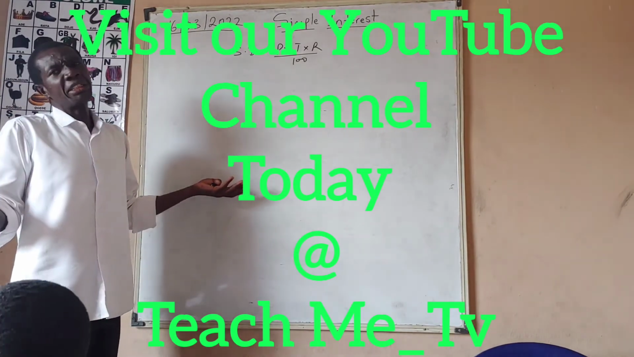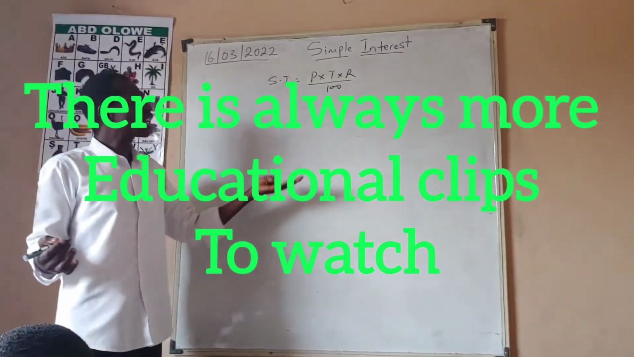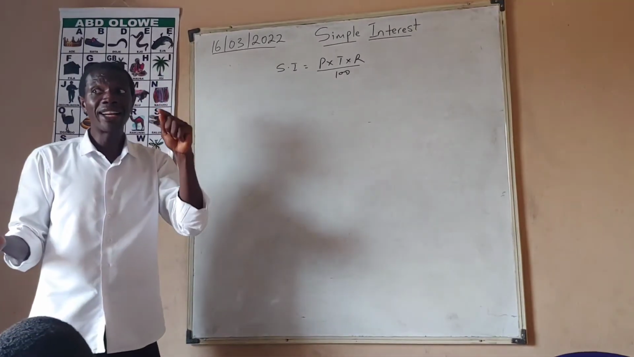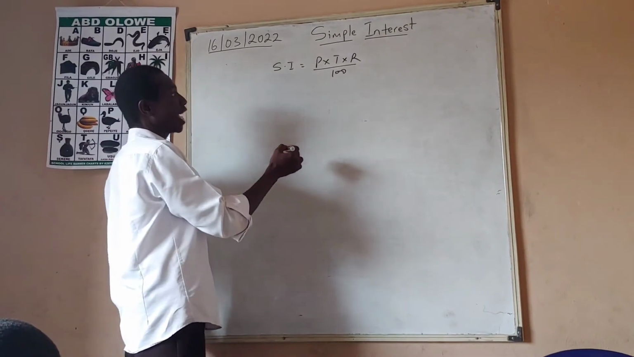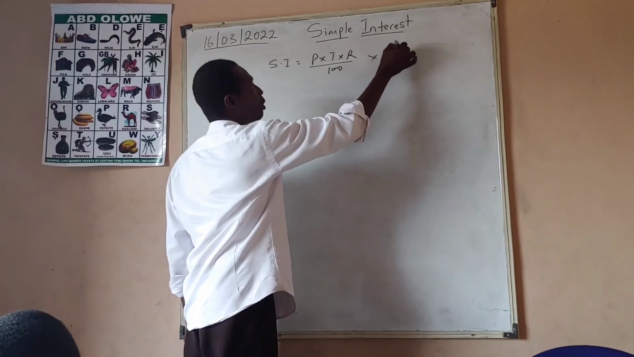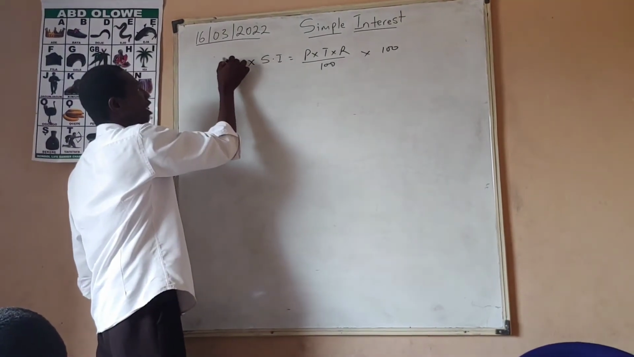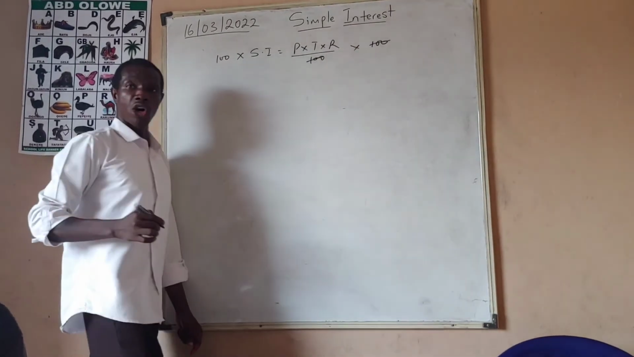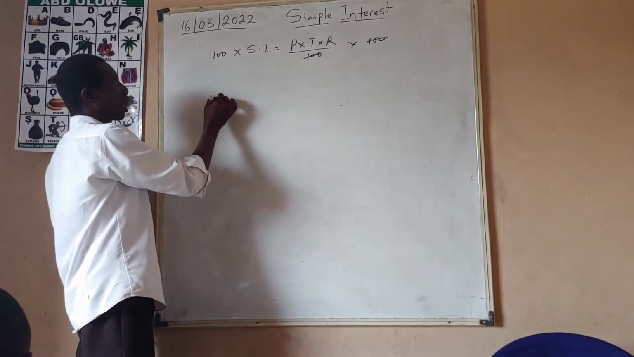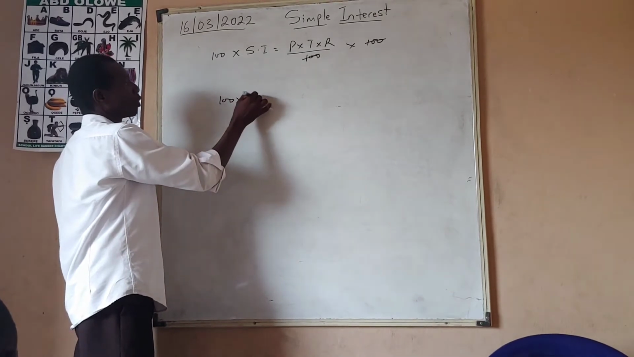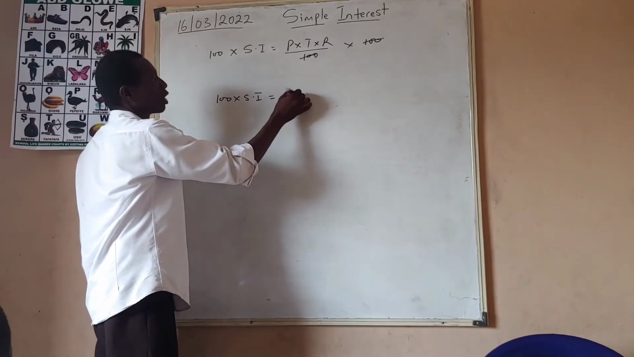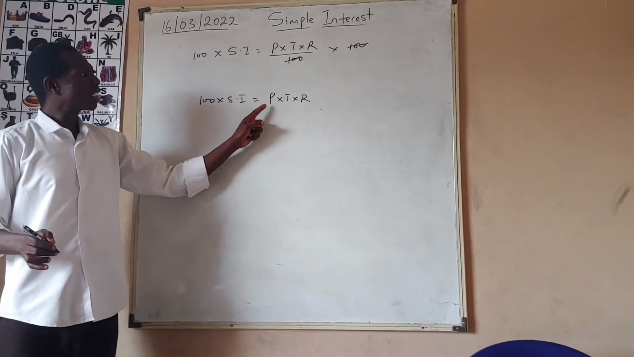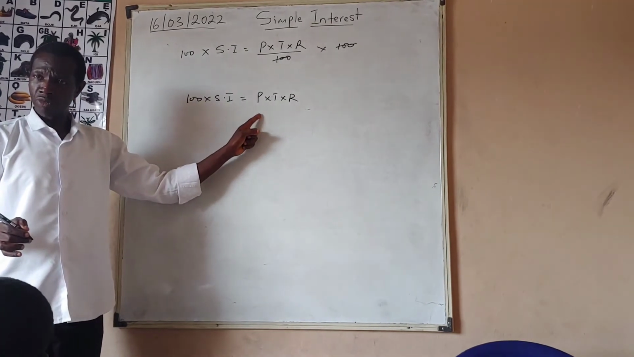Now, supposing your simple interest is given and you're asked to calculate the principal, what are you going to do? Remember from our earlier calculations, you're going to multiply this side by the numerator 100, multiply this side by the numerator 100, to eliminate this denominator 100. Are we together? Yes. So what do we have now? We have 100 times simple interest equals principal times time times rate. And recall that we are to calculate the principal.